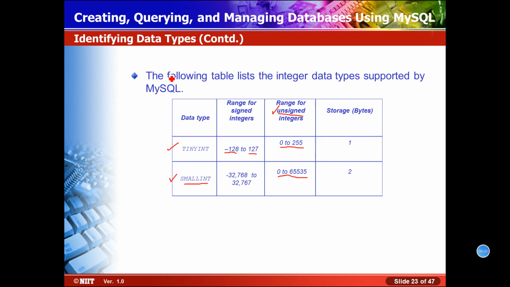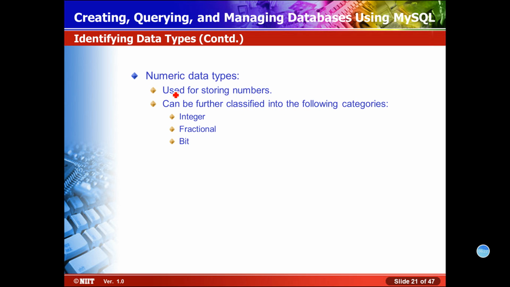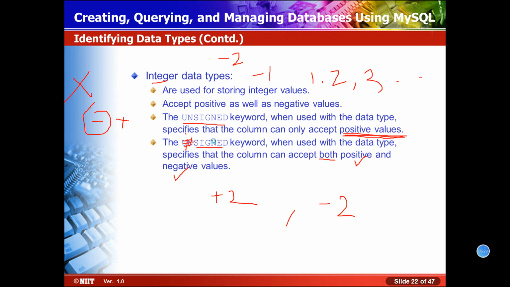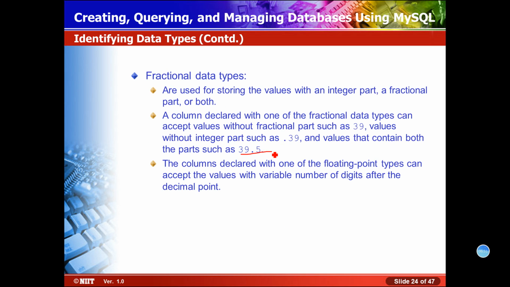Next type of numeric data type. We are talking about numeric data type and integer is one of them. Now we are going to talk about fractional. Fractional means decimal number like 2.5, yes or no, 6.1 and so on.